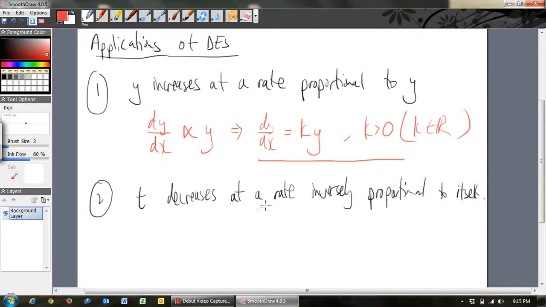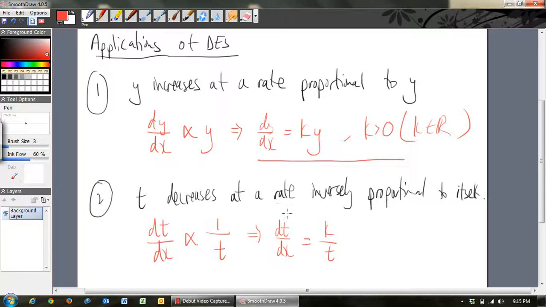Okay, let's have a look at the second one. T decreases. So what this is saying is the rate of dt with respect to some other variable x, dt dx. The rate that t is decreasing is inversely proportional to itself. So what that means, it'll be 1 over t. The rate dt dx, so the rate of t's change, is inversely proportional to itself. And what this gives us is that dt dx is equal to k over t.